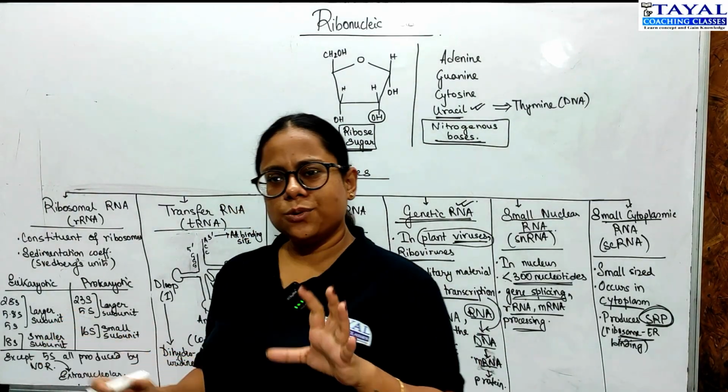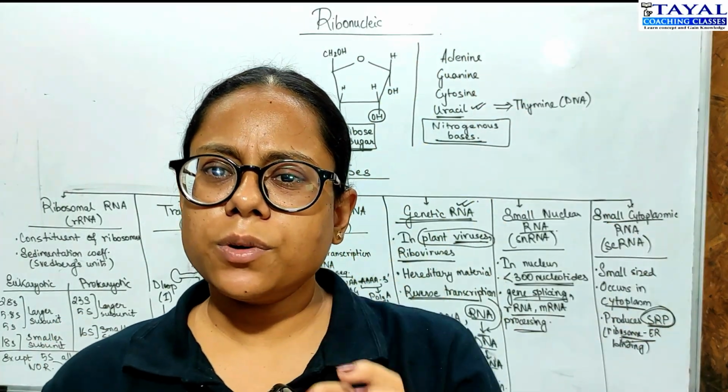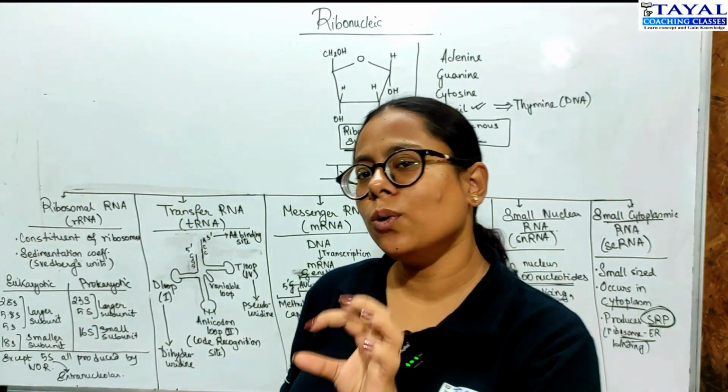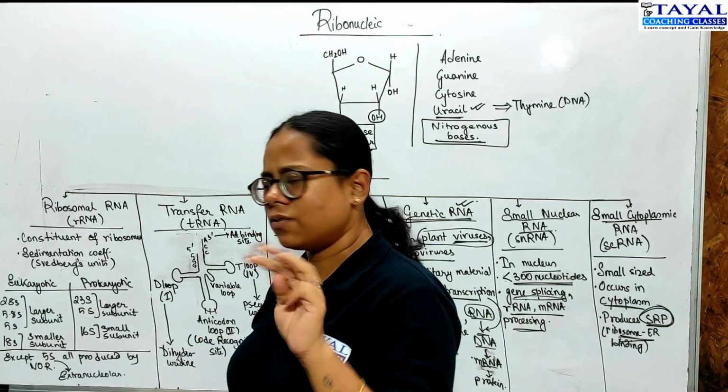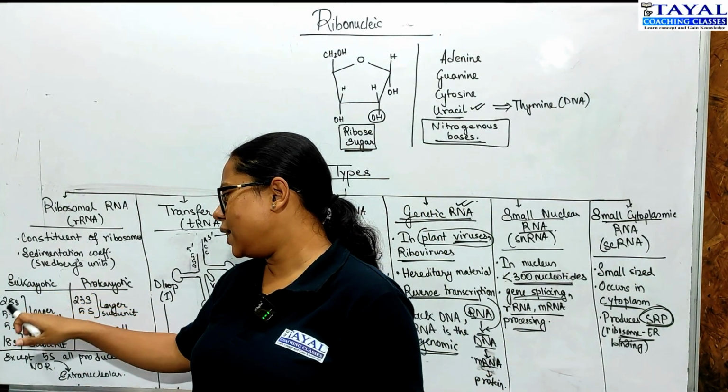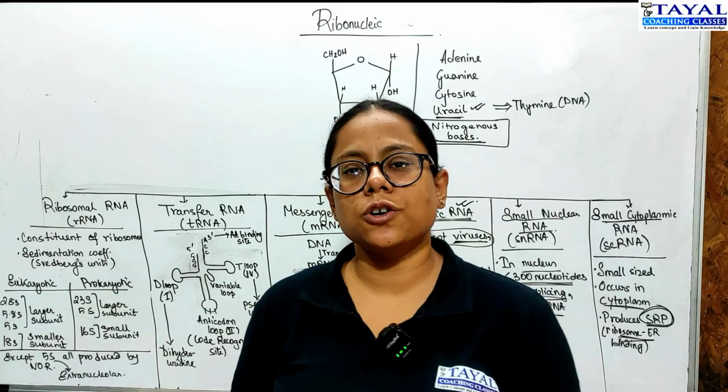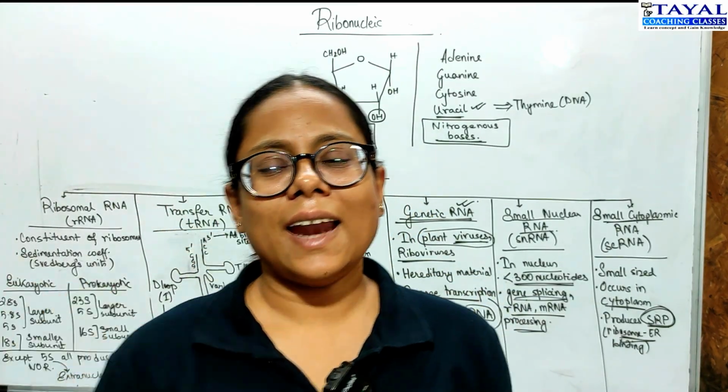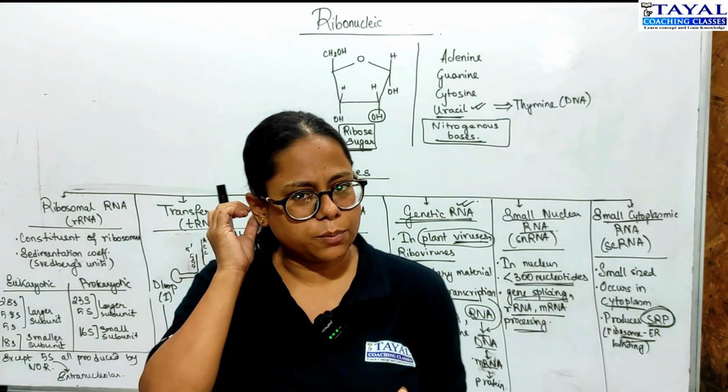Now, as you know, the ribosomes consist of a larger subunit and a smaller subunit. So, in eukaryotes, there are 3 smaller fragments, 28S, 5.8S and 5S, which constitute the larger subunit, and 18S constitutes the smaller subunit.